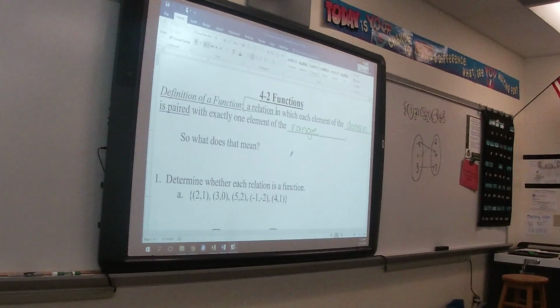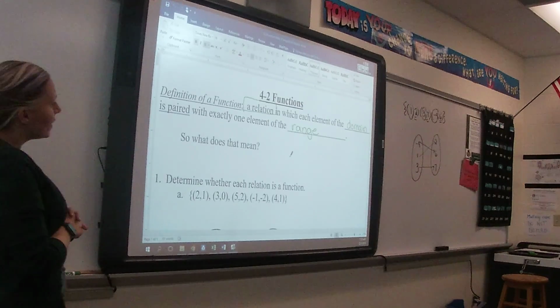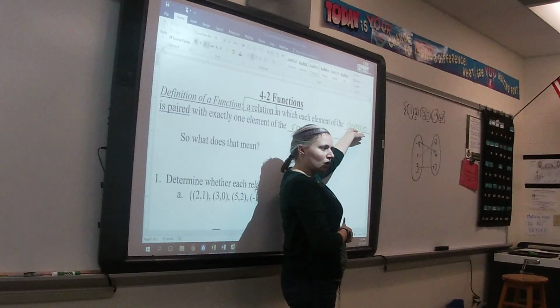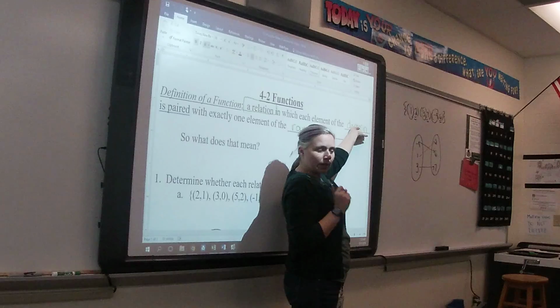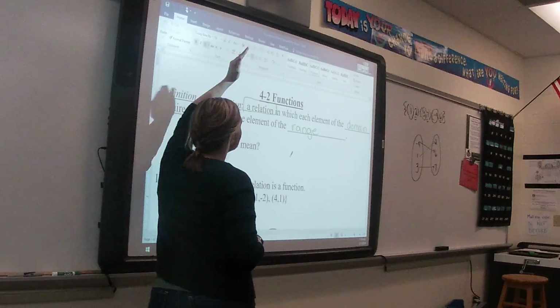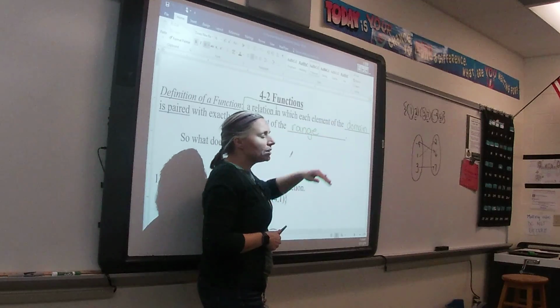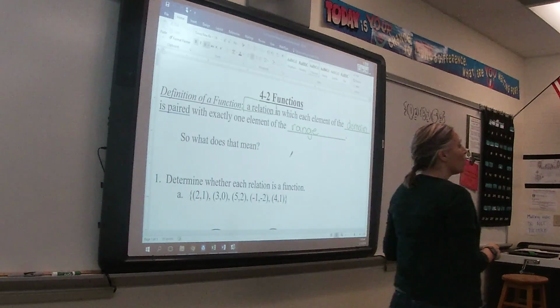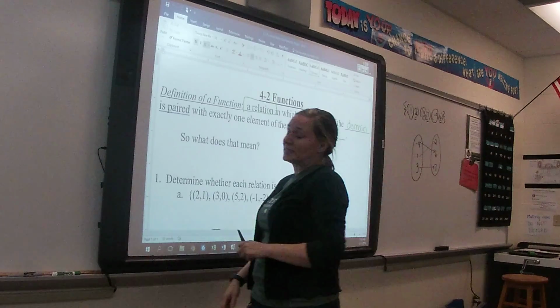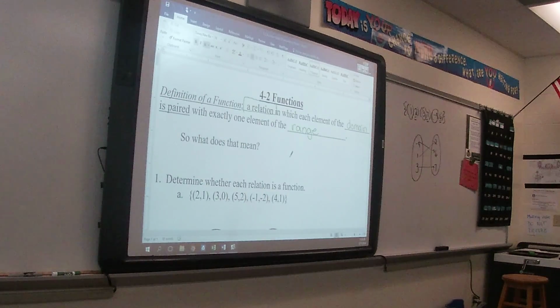Okay, cool. This is what our textbook tells us. What in the world does that mean? Each element of the domain x, each x is paired with exactly one y. So if one x can only be paired with one y, what would be a situation where that doesn't happen?